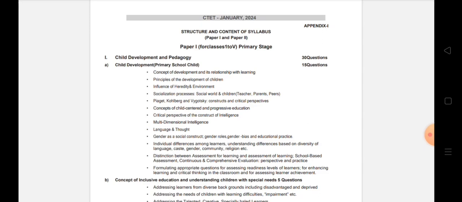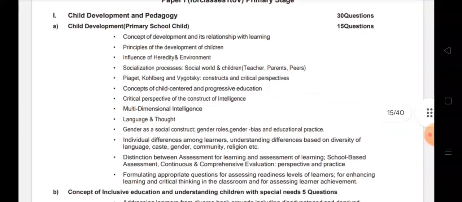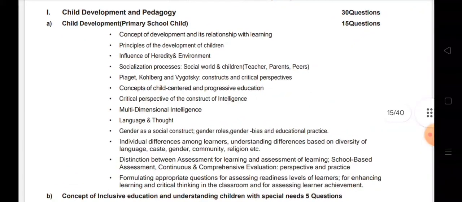As you know, first of all, we all have pedagogy, that is child development and pedagogy, and this is coming for 30 marks. So what are the topics here? Let me zoom it for you. All right, this is zoomed now. Child development and pedagogy, 30 questions. Then in part A, we have child development, that is, the primary school child.